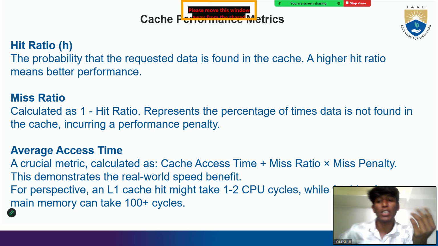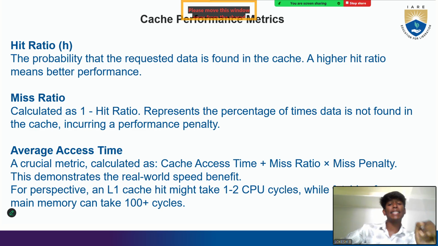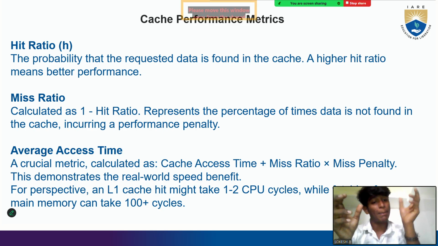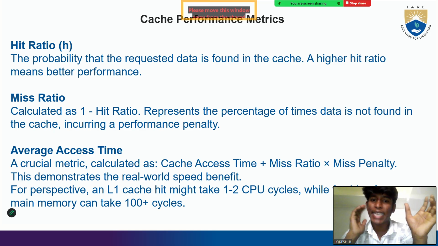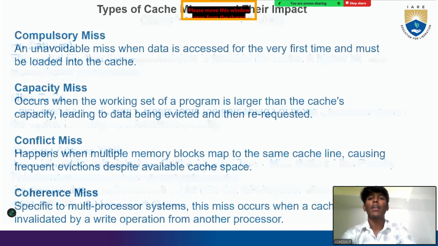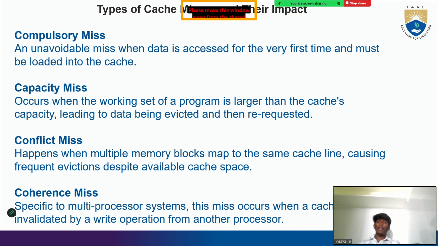For perspective, an L1 cache hit might take 1 to 2 CPU cycles, while main memory can take 100 cycles. So this cache memory, when compared to secondary memory, is more effective and more efficient. Next, types of cache misses and their impacts in the real world.